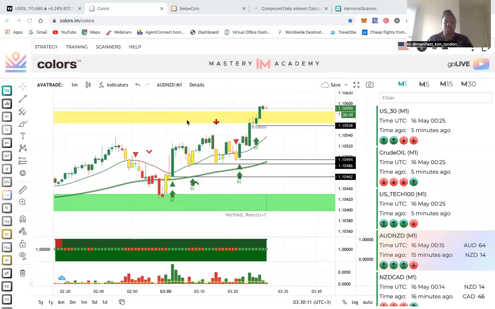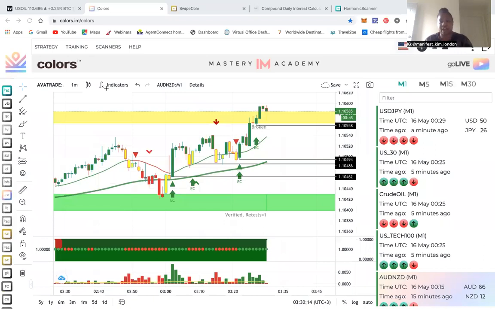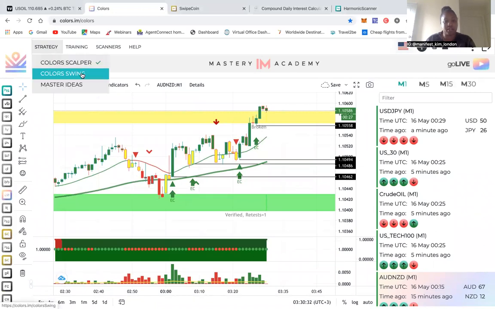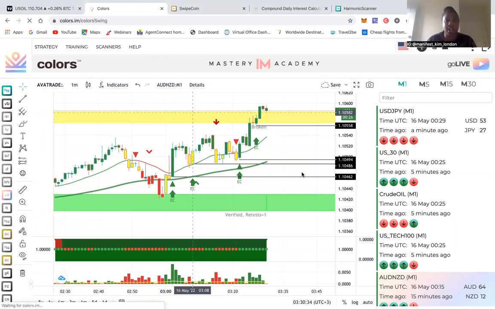All right. So the new update is, guys, right? If you are a scalper, you have Color Scalper, which has M1, M5, M15, and M30, right? And I'm going to go through it in a bit. If you are a swing trader slash intraday trader, right?